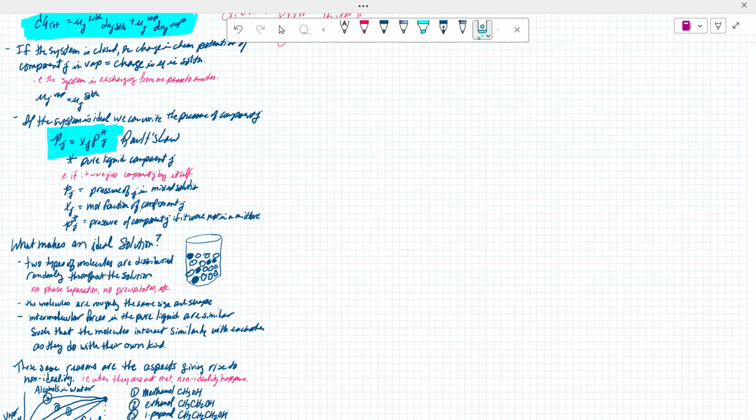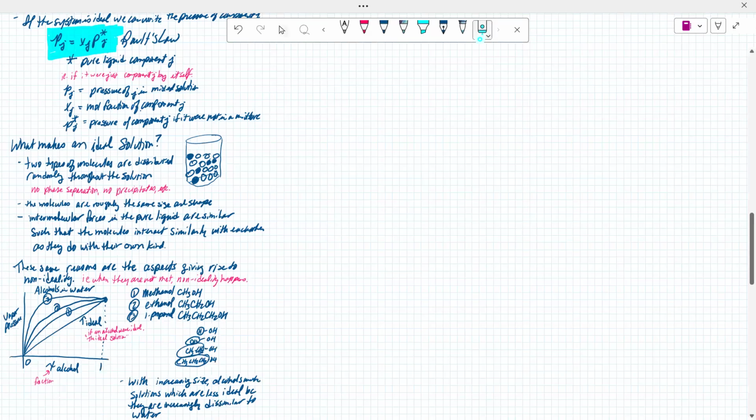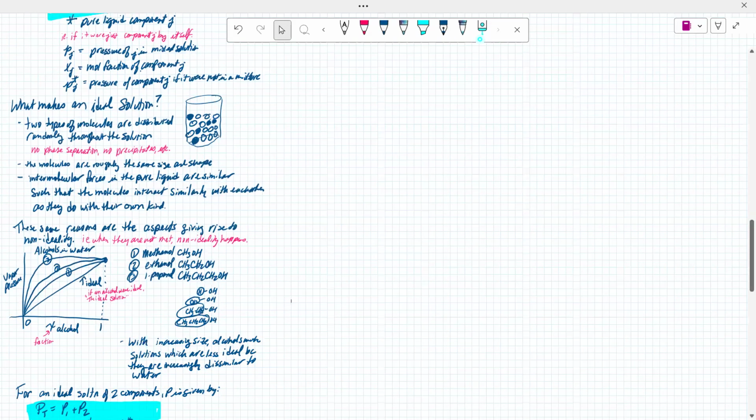And we started talking about ideal solutions. So we drew this picture of an idealized solution, and we have a mixture of two things distributed. And we have a list of three things that would have to be true for this to be an ideal solution. The two types are distributed randomly, so there can't be any phase separation or precipitation. You can't have differences in size and shape, and you can't have any differences in how they interact with each other as compared to themselves.